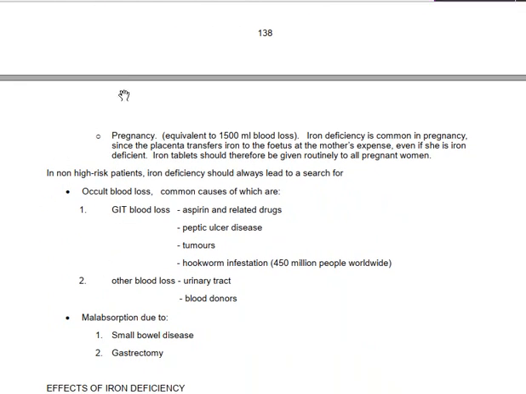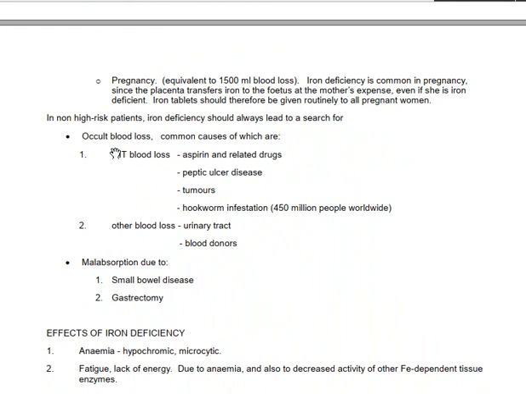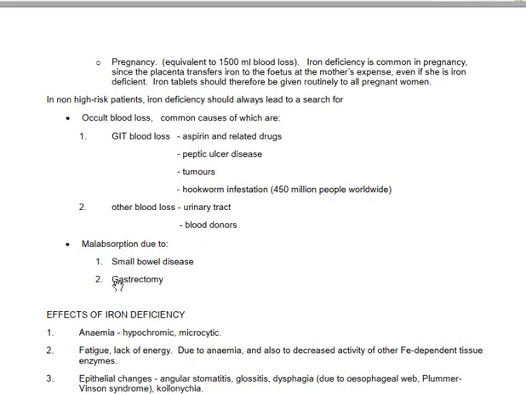Now, non-high risk patients. These are other patients who don't have a high risk factor but still have a risk factor for iron deficiency. We have occult blood loss, which is commonly seen as GI blood loss when you use aspirin and related drugs, when you have peptic ulcer disease, when you have a tumor, and when you have hookworm infestation. Other risk factors for iron deficiency can be other blood losses like urinary tract infection, and blood donors. You have malabsorption due to small bowel disease or gastrectomy.